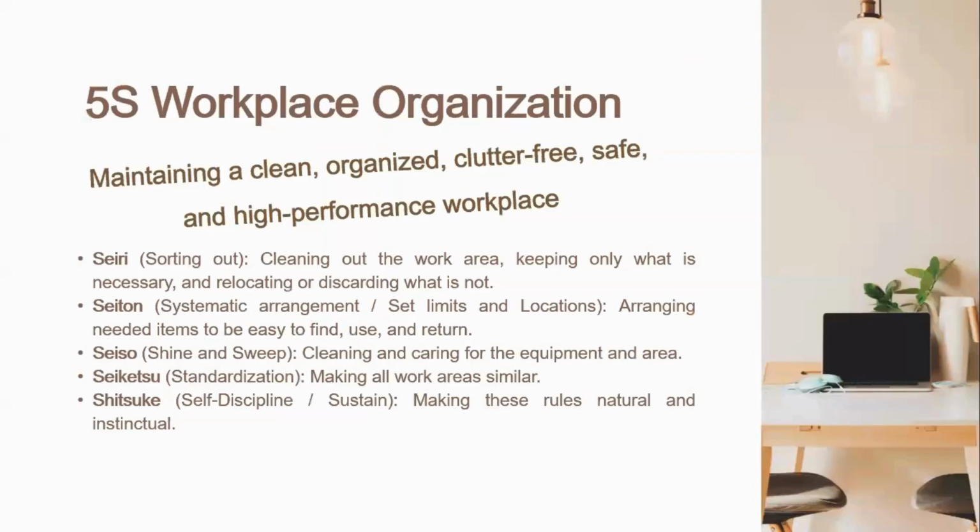And the second thing, 5S workplace. This 5S is a very, very important one if you want to understand lean. For example, the 5S are Seiri, Seiton, Seiso, then Seiketsu, and then Shitsuke. So we'll go in this order: sorting, systematic arrangement, then shine and sweep, and then standardization, self-discipline, and sustain.